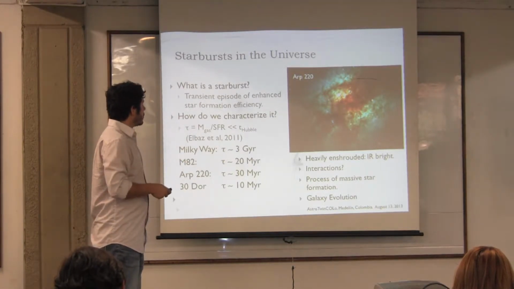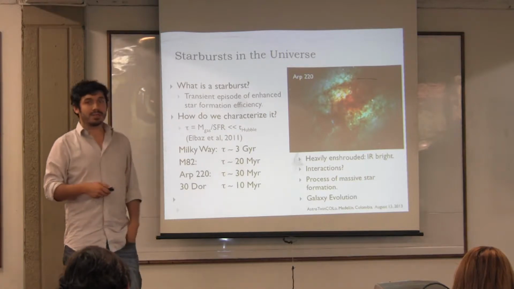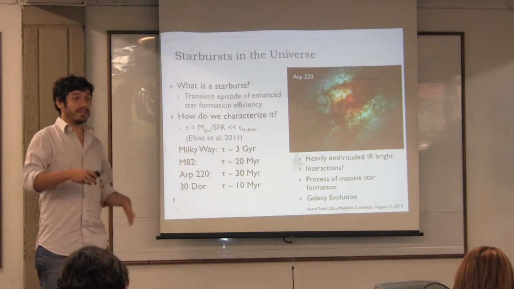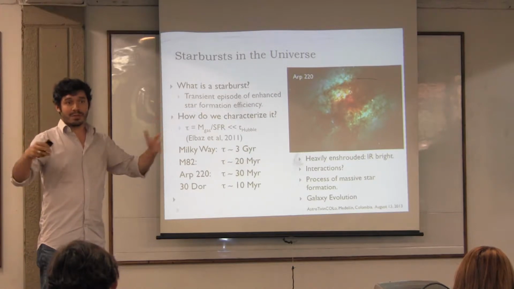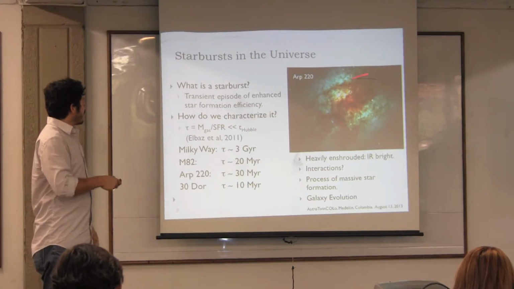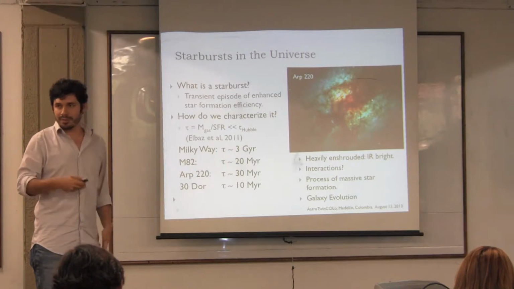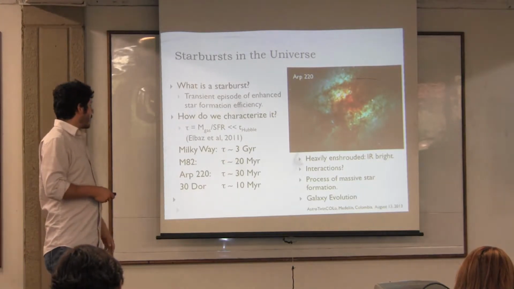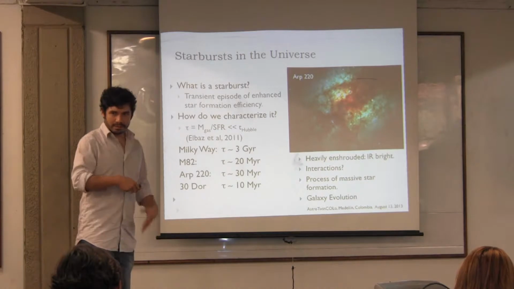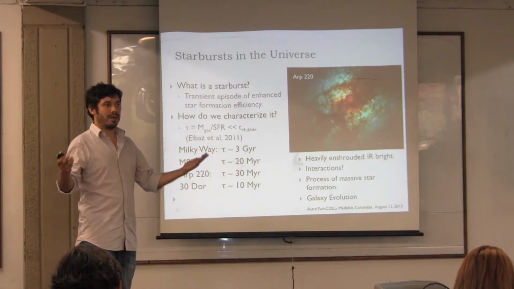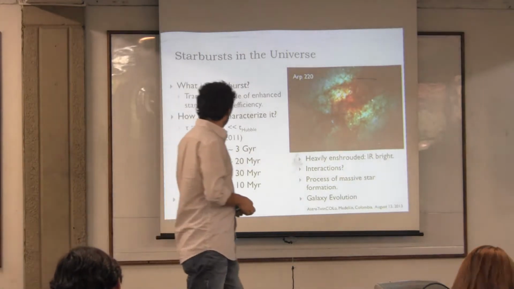It's very important to understand them because they tell us about the process of massive star formation. Massive stars, 8 times the mass of the Sun or larger, need these kinds of environments to come to exist. And so understanding these systems is very important to understand the formation of massive stars, but also, as I mentioned at the beginning, to understand the evolution of galaxy assembly in the universe.